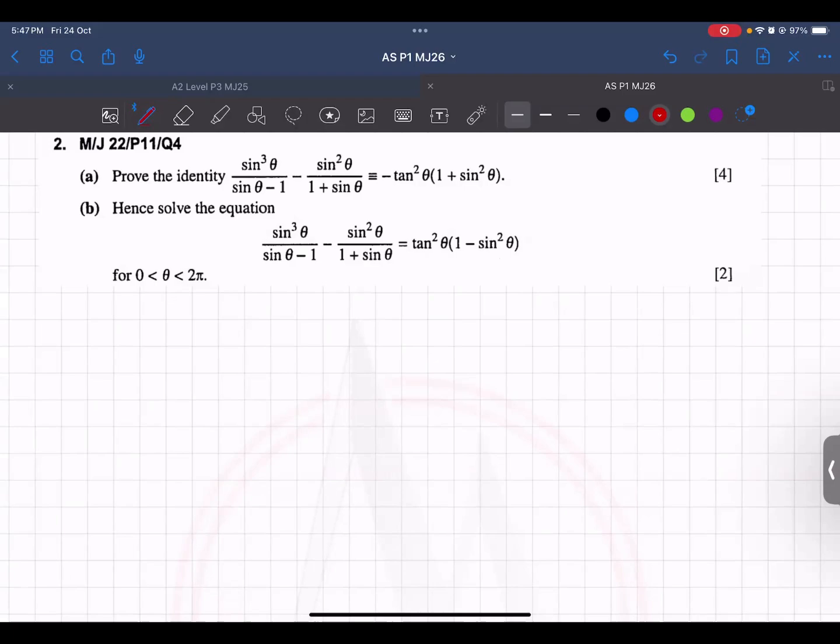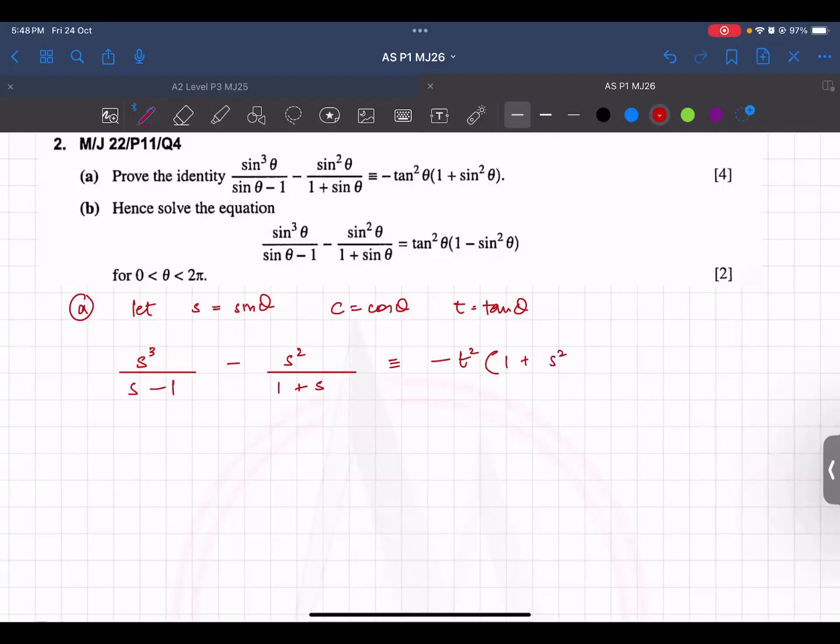So in the first part, I told you if I'm doing this past paper in my CI exam, what I did in my time was I would substitute let s equal to sine theta, c equal to cos theta, and t equal to tan theta. When I did this, now I can simplify and write everything shorter. Sine cube upon sine minus 1 minus sine square upon 1 plus sine is equal to minus tan square into 1 plus sine square.